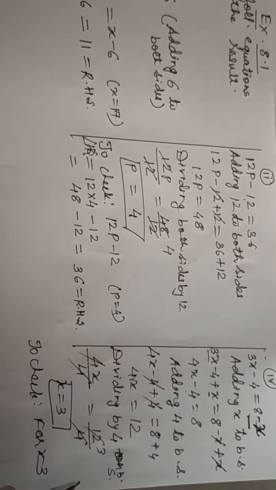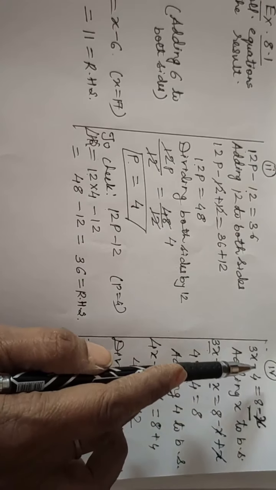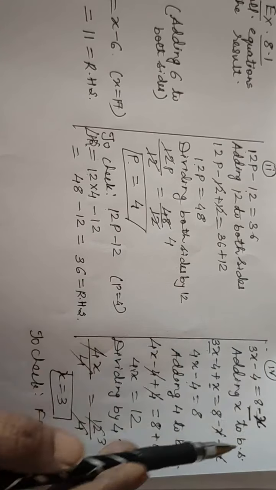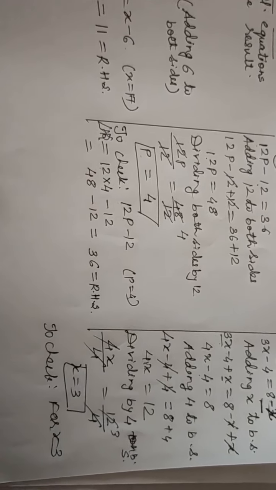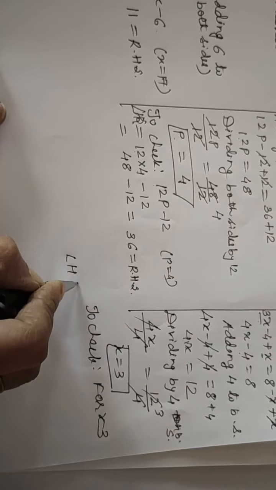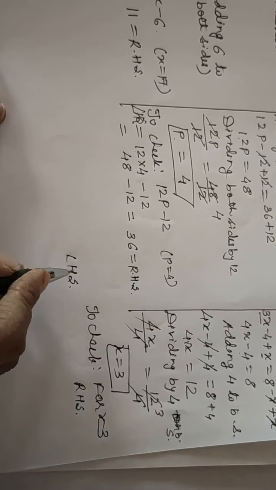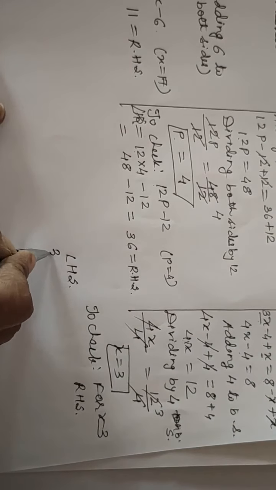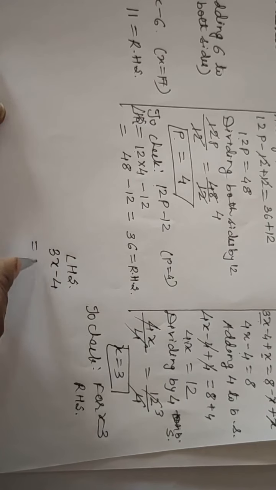Now here you can see, children, in this example you have a variable on both sides. So you have to simplify the left hand side for x equal to 3 and the right hand side also for x equal to 3. So let's see that. You can write LHS here and RHS here, you can separate it. Now the left hand side, according to the question, is 3x minus 4. You have to put x equal to 3. So let's put 3 into 3 minus 4, simplify: 3 threes are 9, minus 4 is equal to 5.